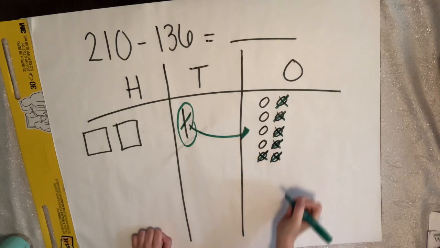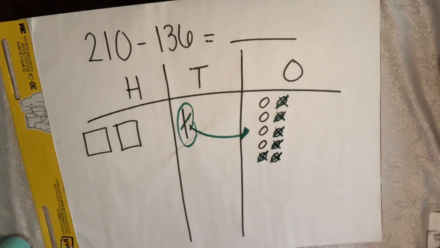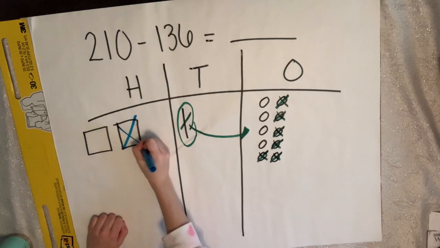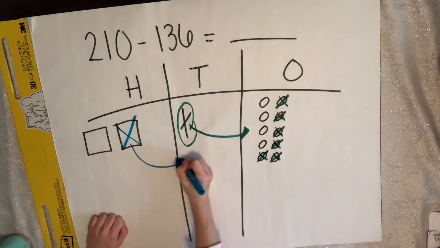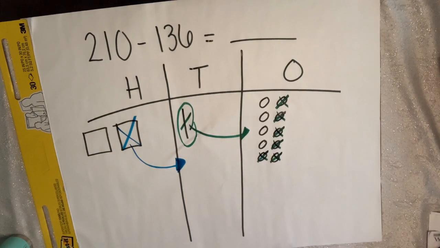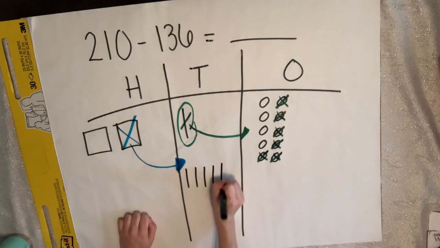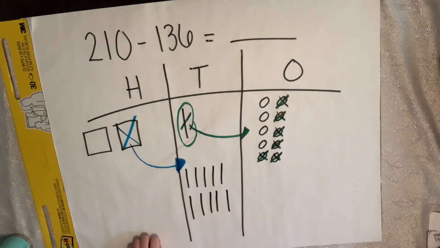Then I'm going to move on to the next place. So the tens place, there's 3 tens I need to take away. I don't have 3 tens, so I'm going to borrow them from the hundreds. So I'm going to cross off 100 flat and exchange it for 10 ten rods. Now I can draw those 10 ten rods in the tens column. And now I can cross off my 3 tens.